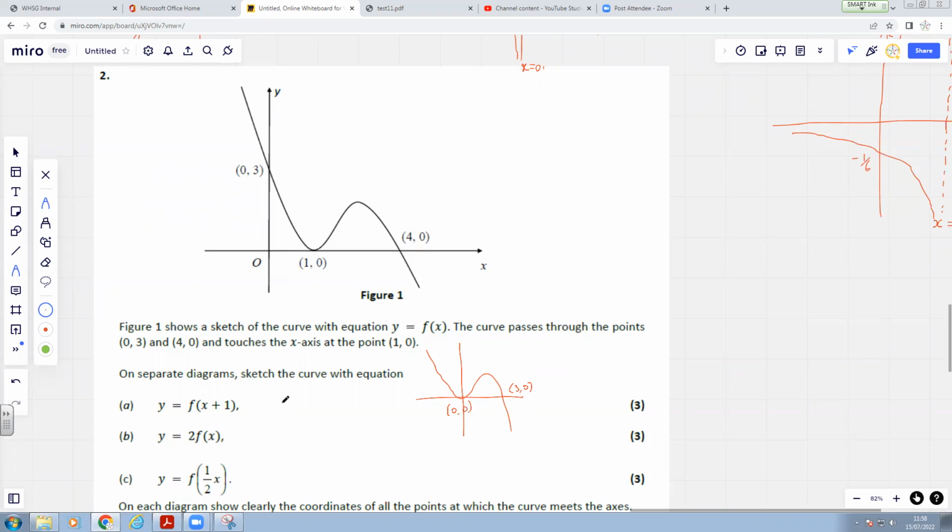That's going to stretch the original function. And so we're doubling all the y coordinates. That doesn't do anything to the x coordinates. And so that's just going to be 0, 6. But otherwise, it's going to be at 1 and at 4 still.